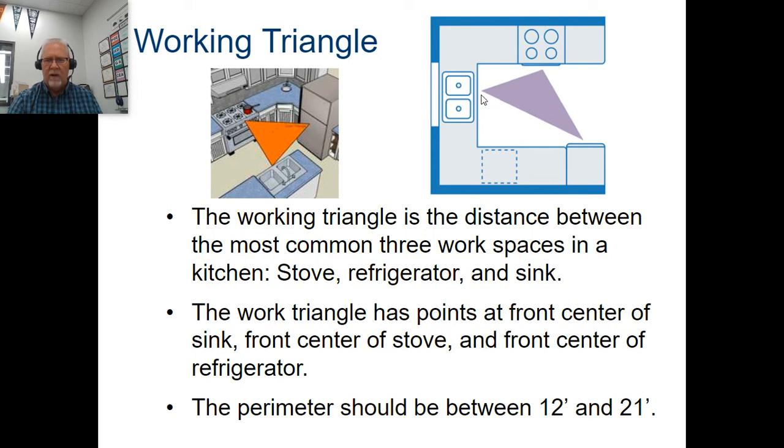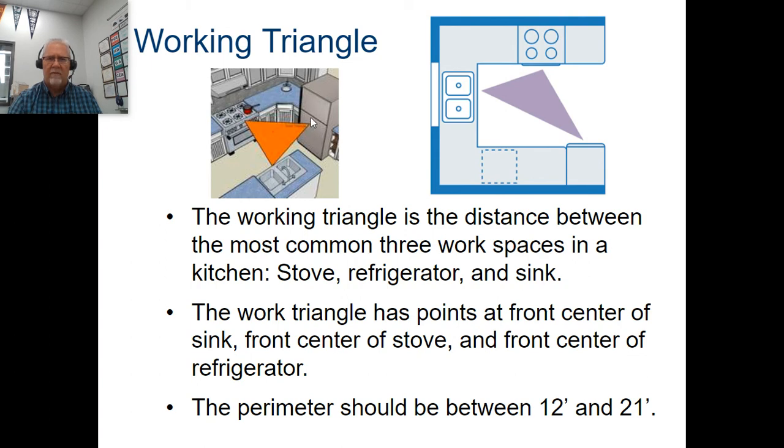The work triangle has points at the front of the sink, front center of the stove, and front center of the refrigerator. Typically, if I was to measure the perimeter of this triangle, adding all three sides together, it should be somewhere between 12 and 21 feet. Any smaller than 12 feet, it's really cramped, and you're going to run into someone else if you've got more than one person working in the kitchen. Much bigger than 21, you've got a long ways to walk between things.